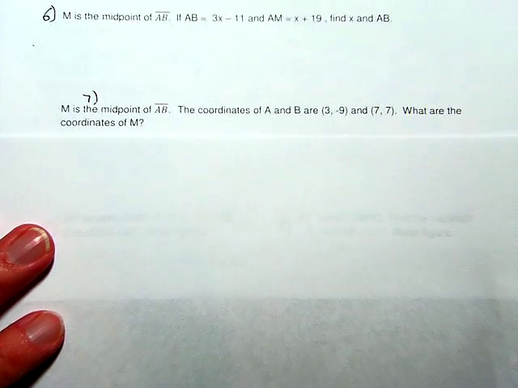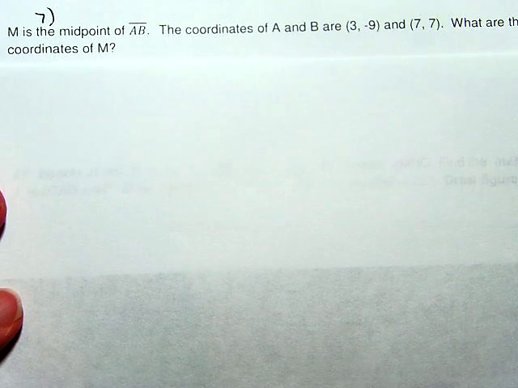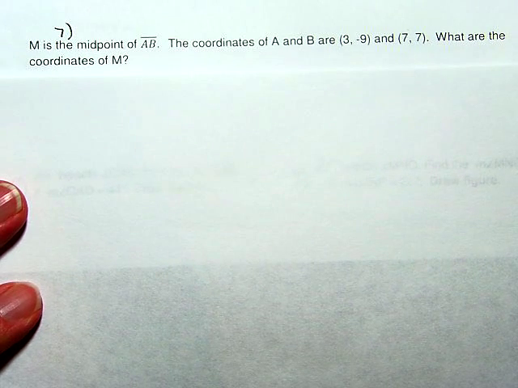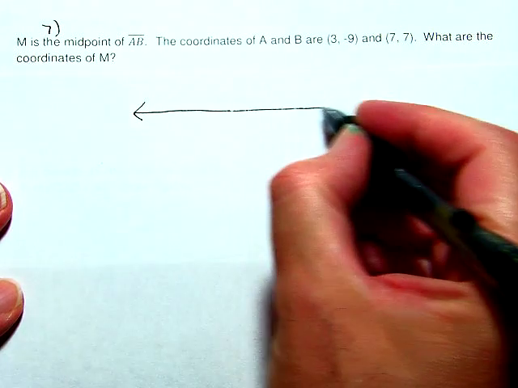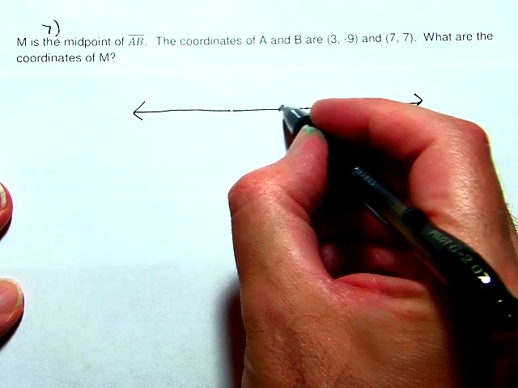Let's look at question number 7. M is the midpoint of AB. So let's just start off the bat. Let's draw that. Okay, so we know again M is going to be somewhere in the middle.